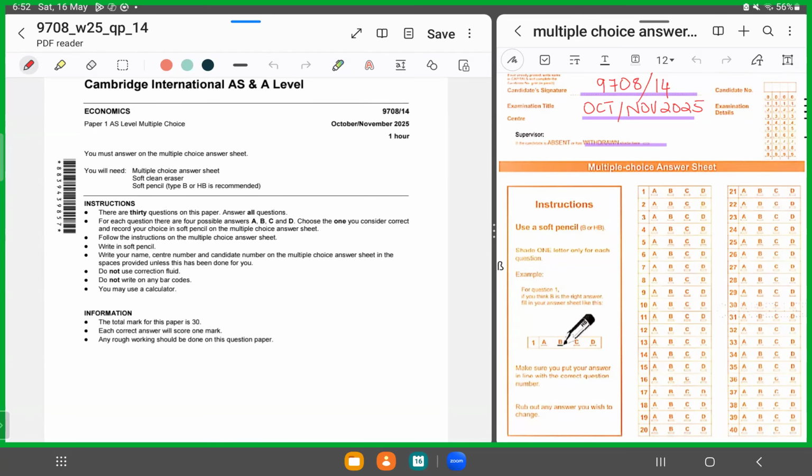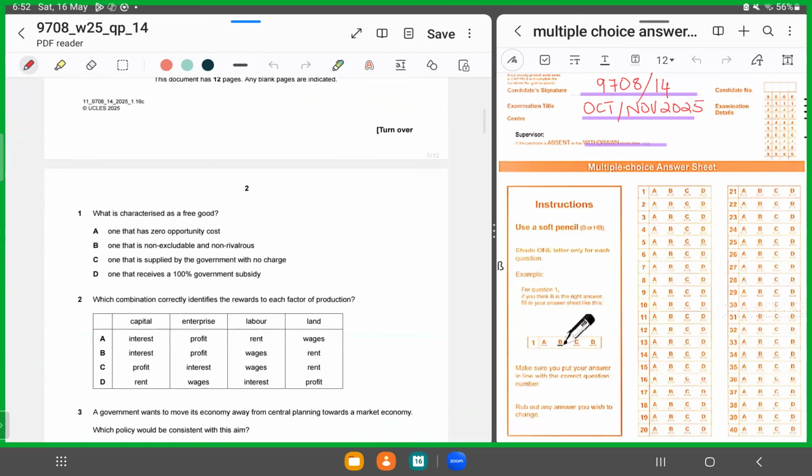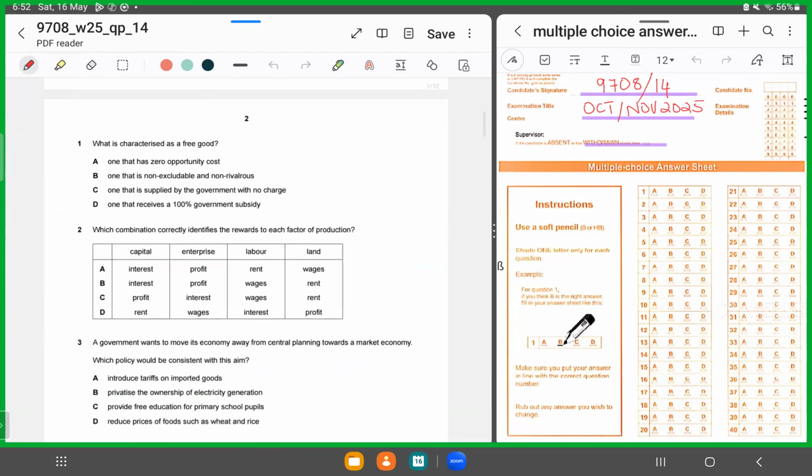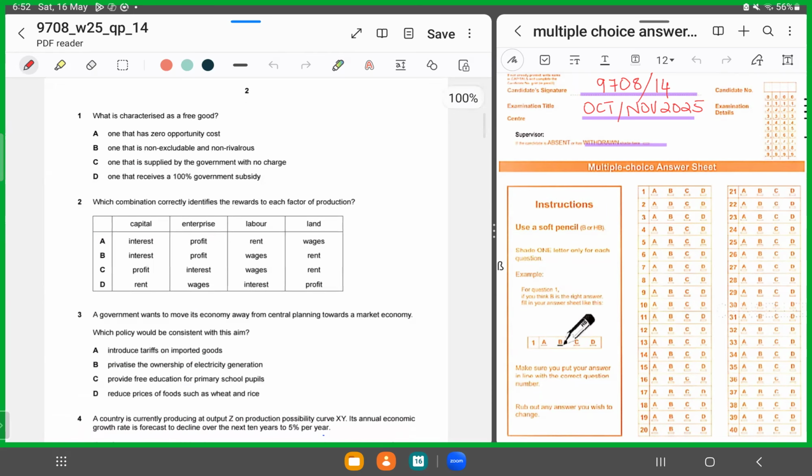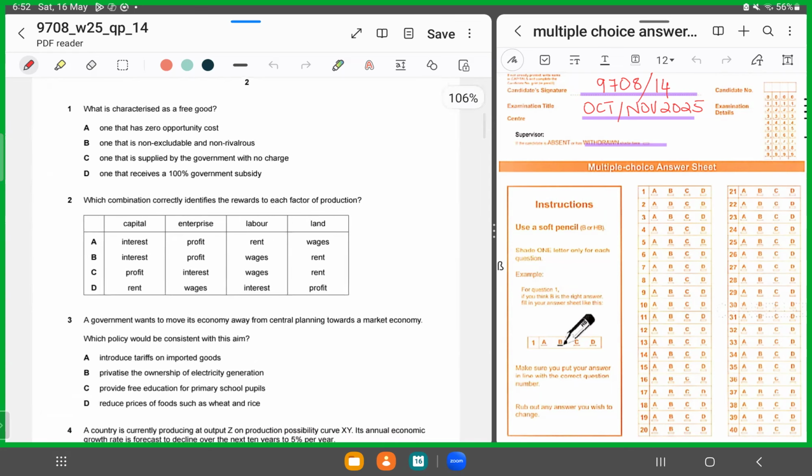Moving forward, MCQ number 1. MCQ number 1 says, what is characterized as a free good? Now, we all know a free good is one that requires no factors of production, hence, it has got no opportunity cost. It is the one that's not scarce and their consumption is not limited by scarcity. For instance, what can be a free good? Air, rainfall, sunlight, right? So, now looking at the definition, keeping this in mind, let's look at the options.